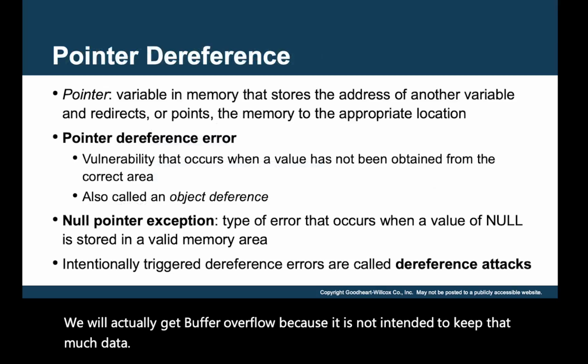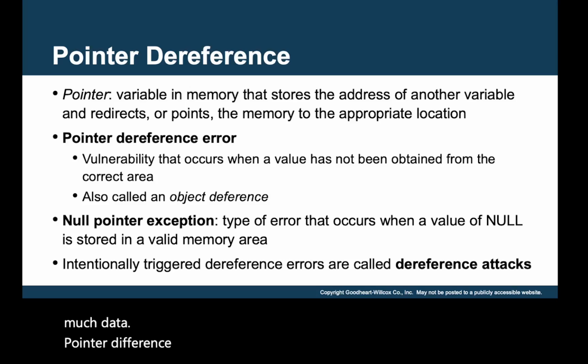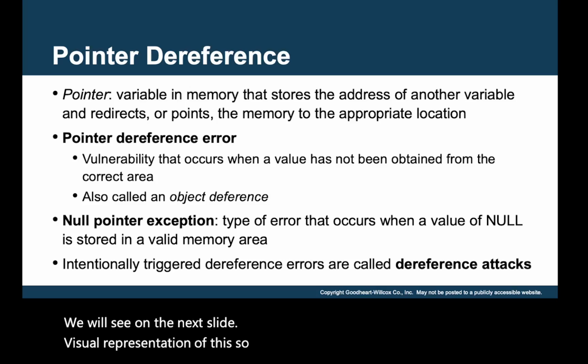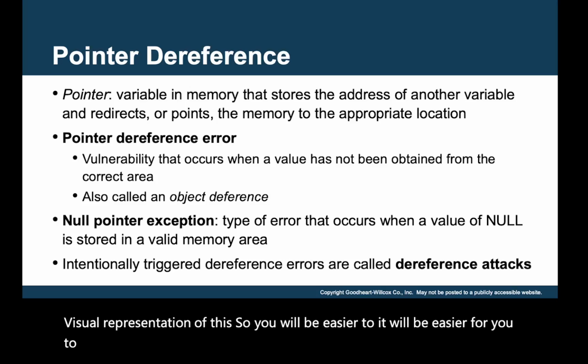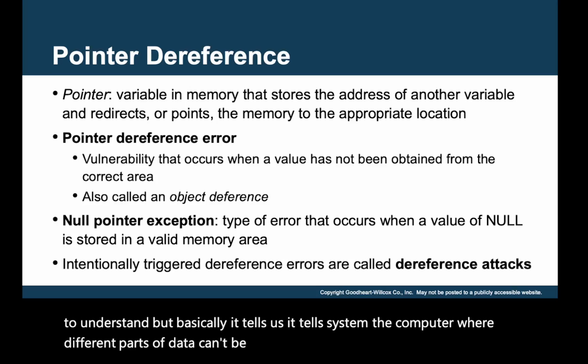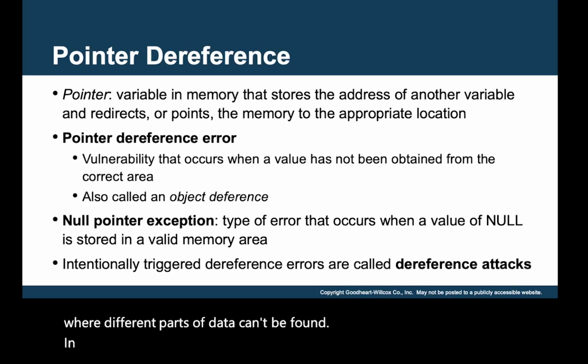Pointer dereference. Pointer is a variable in memory that stores the address. We will see on the next slide a visual representation of this, so it will be easier for you to understand. But basically, it tells the system, the computer, where different parts of data can be found in the memory.